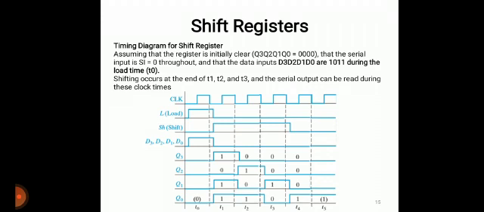So here, the complete data is shifted there. The first clock pulse loads the data into the shift register in parallel. Next, during the next 4 clock pulses, this data is available at the serial output.